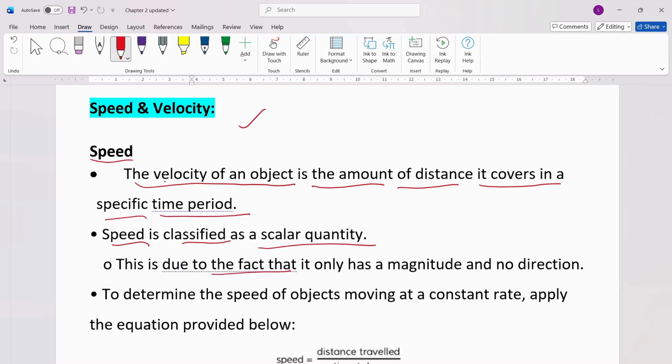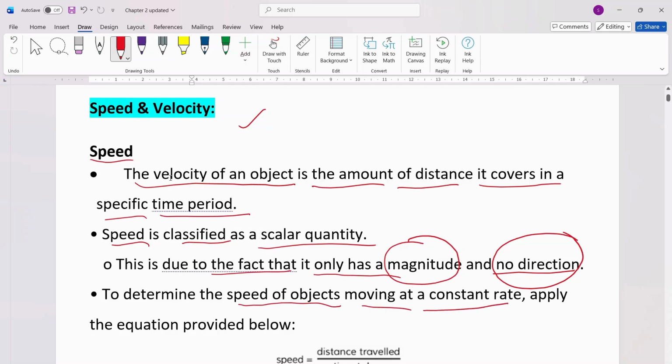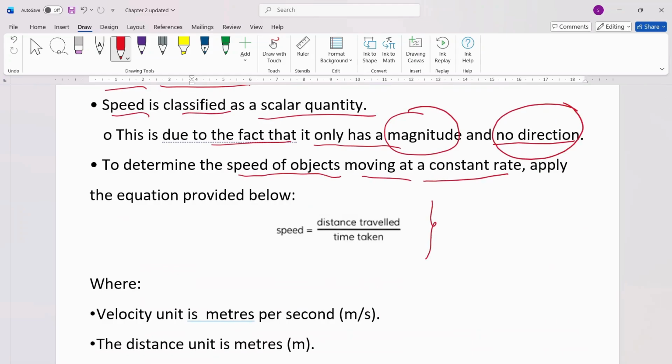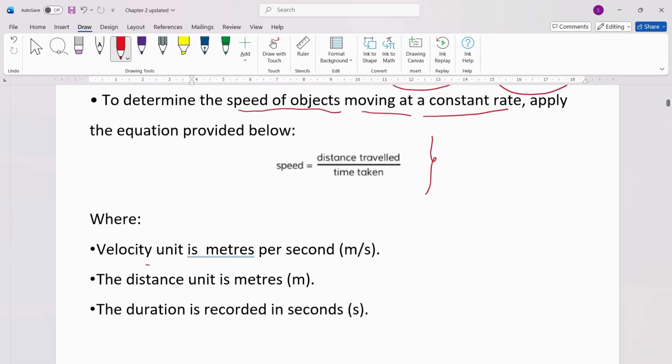This is due to the fact that it only has a magnitude and it does not have any direction. If we need to calculate the speed of an object moving at a constant rate, we can apply the formula: speed is equal to distance traveled over time taken, where the speed unit is meter per second, the distance unit is meter, and the duration is recorded in seconds. It is very, very important in physics that whenever we do the calculation, we always mention their units.